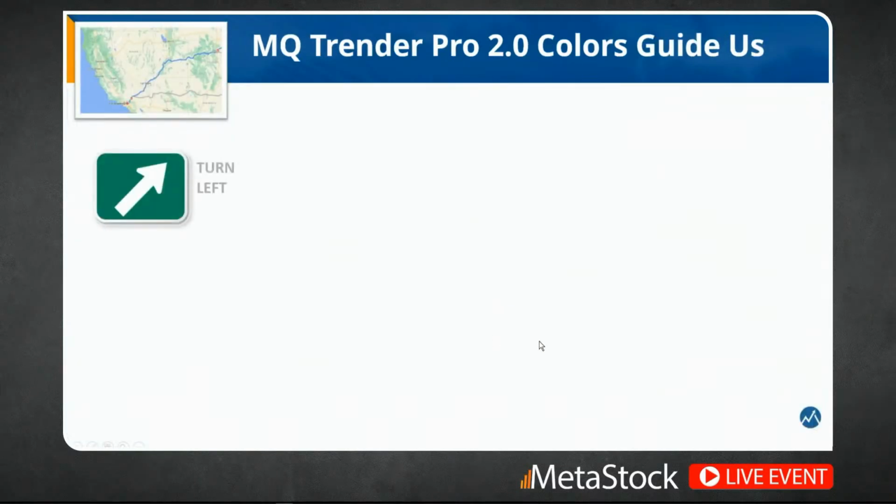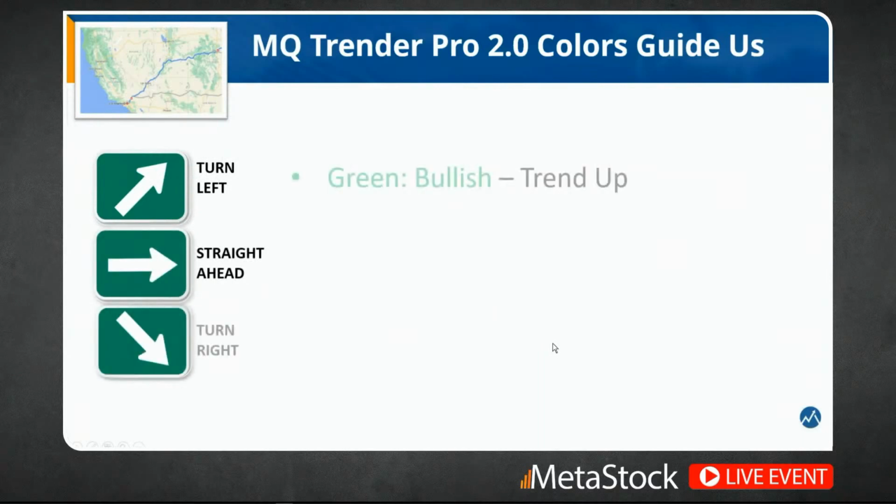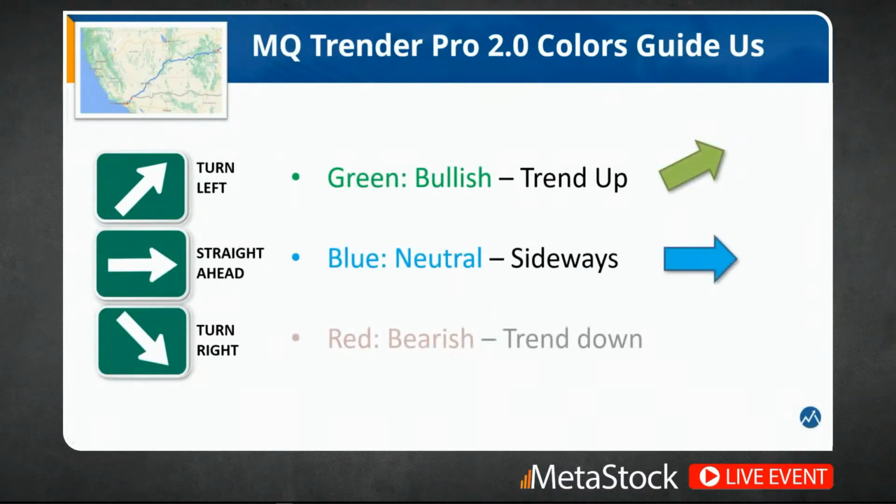So how does it do it? Well, Trender Pro helps us see the market in a new way, just like a GPS. It simplifies what the market's telling us. It'll tell us which way to turn and help us get to our destination. Now, of course, destination is bigger profits. Now, Trender Pro lays out a map for us right on our chart.